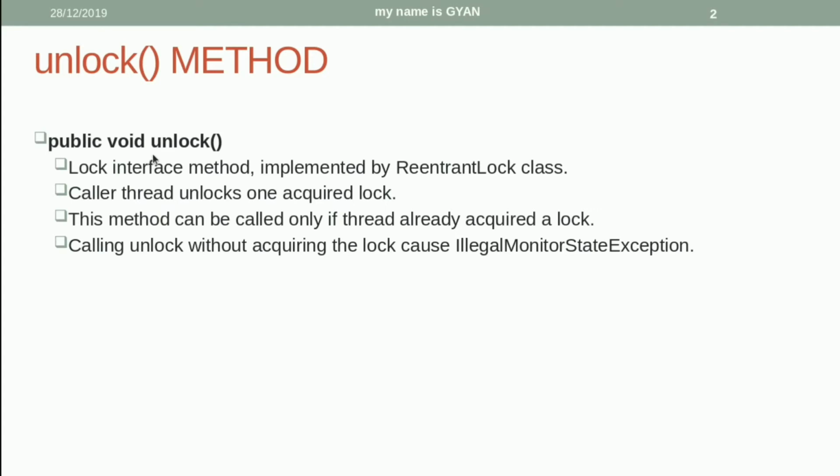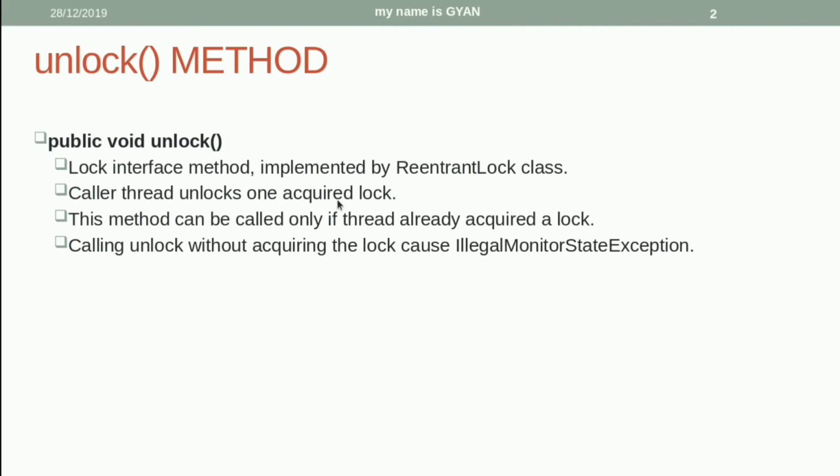The unlock method is a public method which returns void. The unlock method is present in the Lock interface and implemented by the ReentrantLock class. The thread which calls the unlock method unlocks one acquired lock.